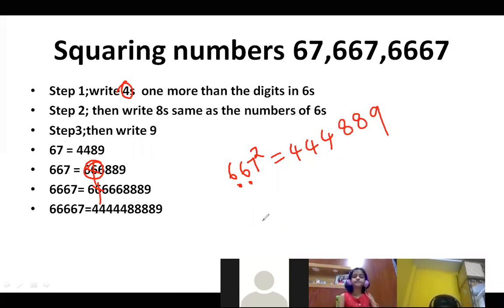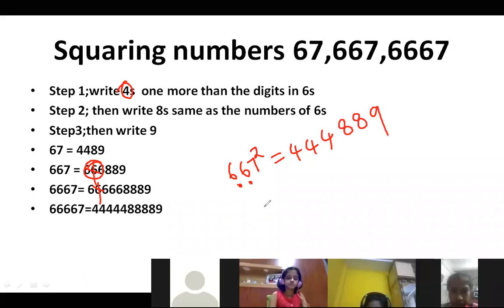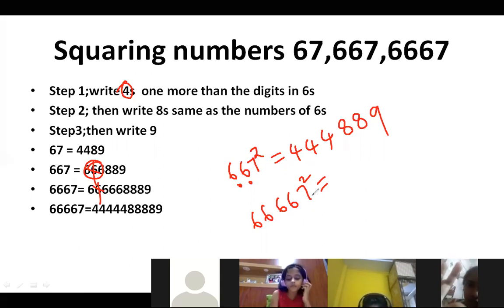Then go to the next one. 66667. Squaring this number. See, what kind of number? All 6s, but in units place 7.